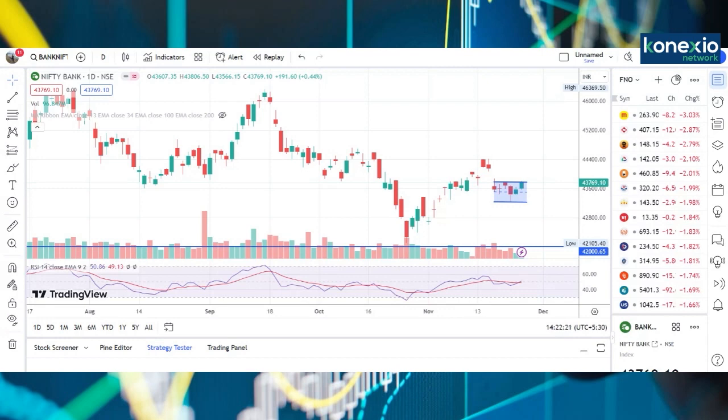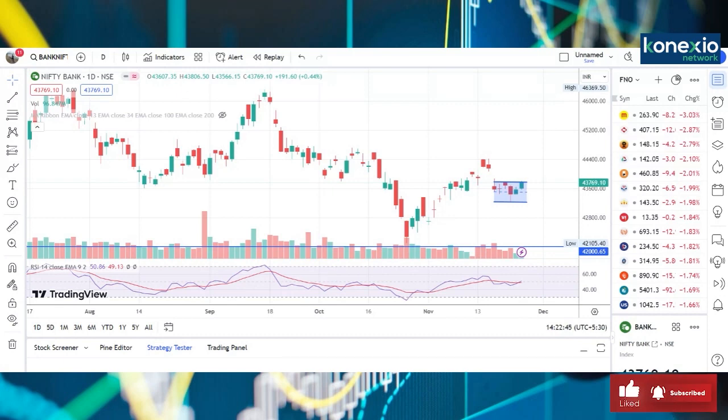One should wait for some pullback. And looking at the chart pattern, we feel that buy on dips should be the strategy in Bank Nifty for the next week. And again, I'm saying that next week is a truncated week, so next week could be highly volatile, but it could be a sideways to up movement, or sideways to up trend in the next week.